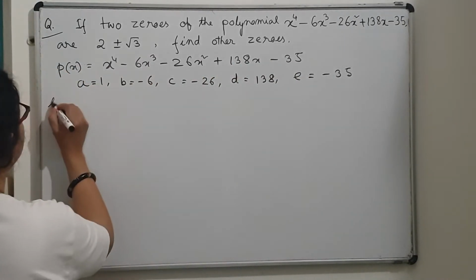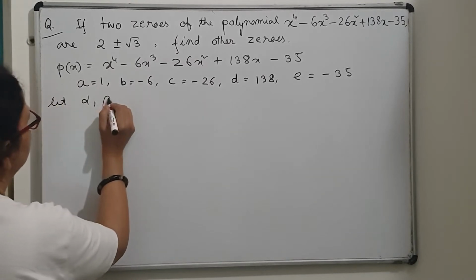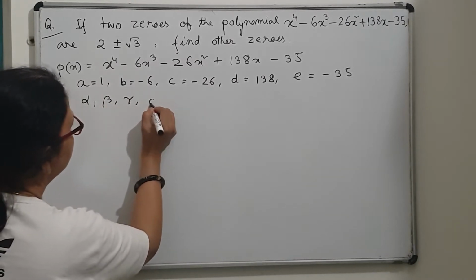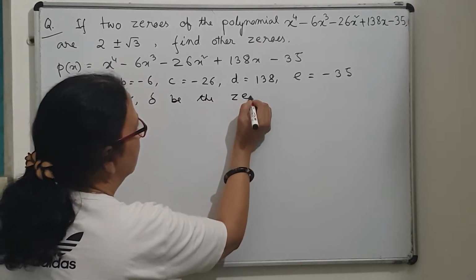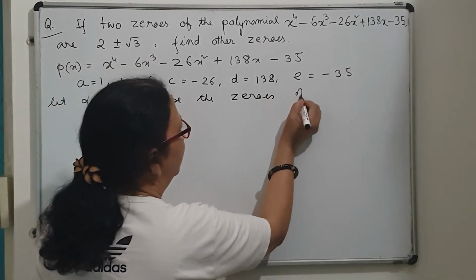Next, let alpha, beta, gamma and delta be the zeros of p(x).